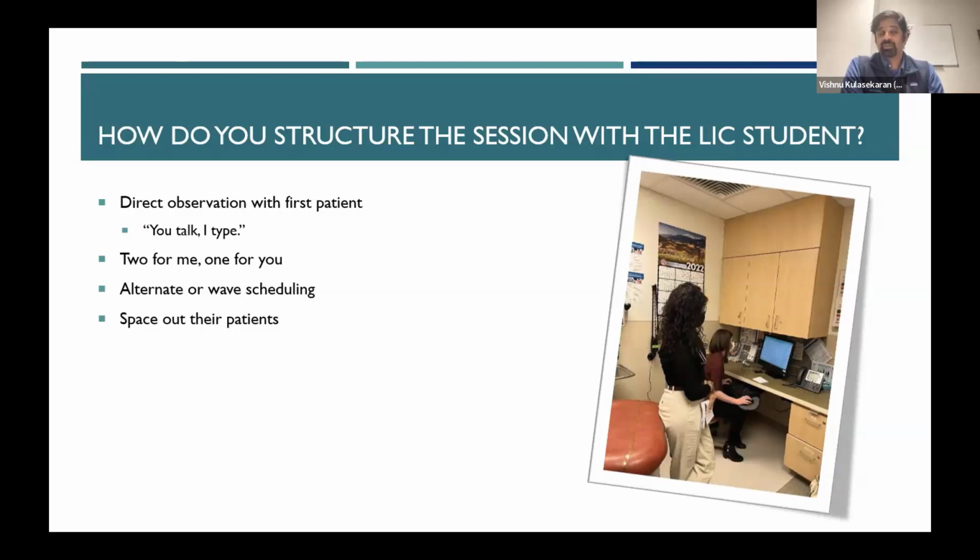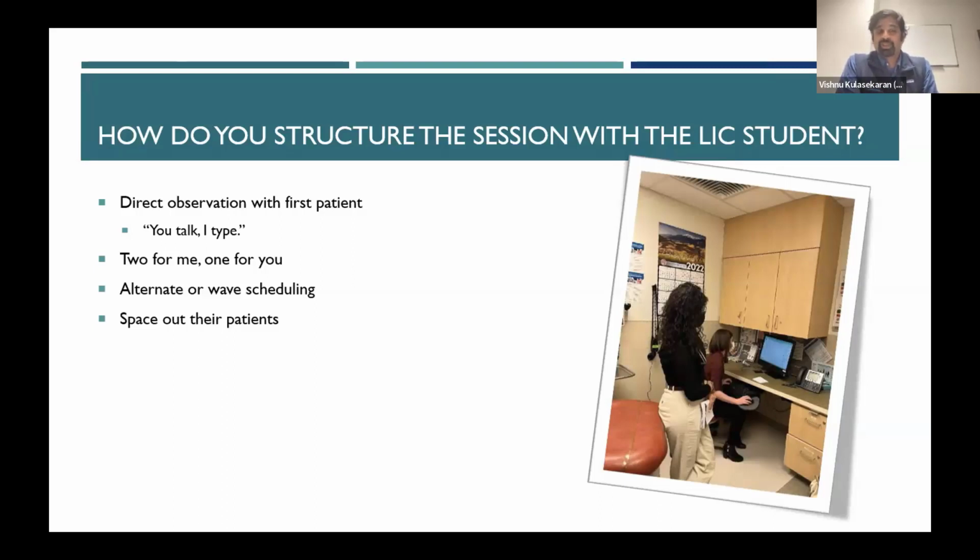So really, understanding that you don't have to be with your student that entire session is important. It's going to slow you down tremendously if you are. So again, doing that observation up front. I do the 2 for me, 1 for you. I'll see 2 patients, they might see 1, and then we communicate over secure chat if they're ready for me. Often, if I'm not ready, I'll say, you know what, I need 10 more minutes. I think being empowered to tell your student that you need more time to catch up is okay too.